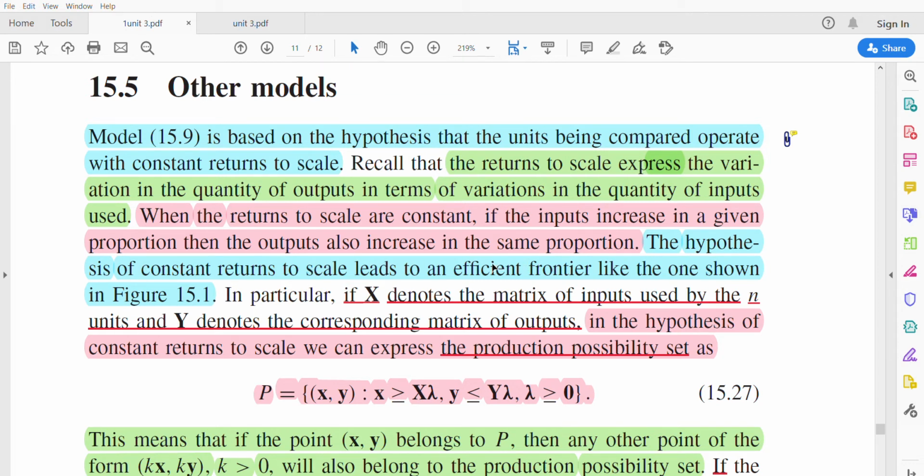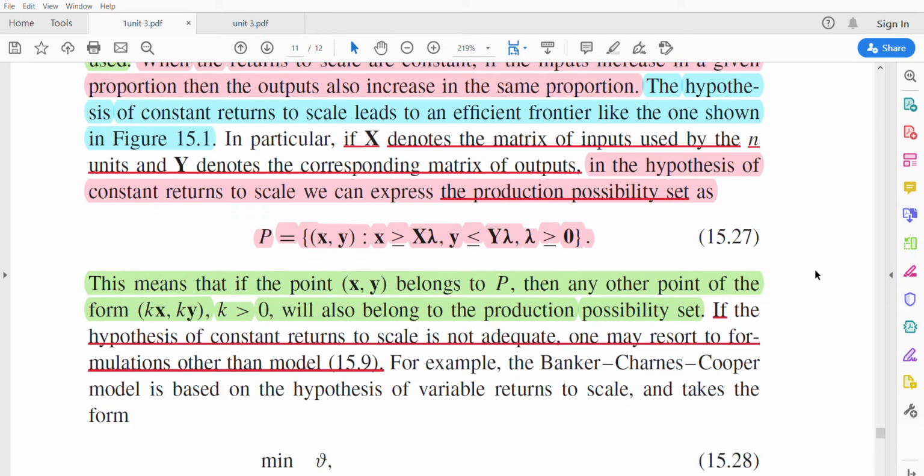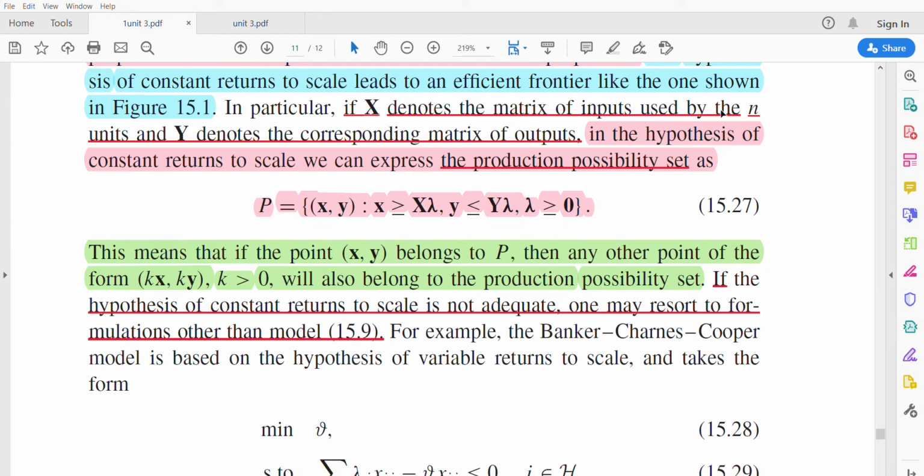So to get that efficient frontier, we have to make the scale returns constant. How will we model this hypothesis in this topic? If x denotes the matrix of inputs used by the n units, and y denotes the corresponding matrix of outputs, then the hypothesis of constant returns to scale we can express as the production possibility set. The production possibility set is defined as P equal to (x, y) such that x is greater than or equal to X lambda and y is less than or equal to Y lambda, where lambda is greater than or equal to 0.